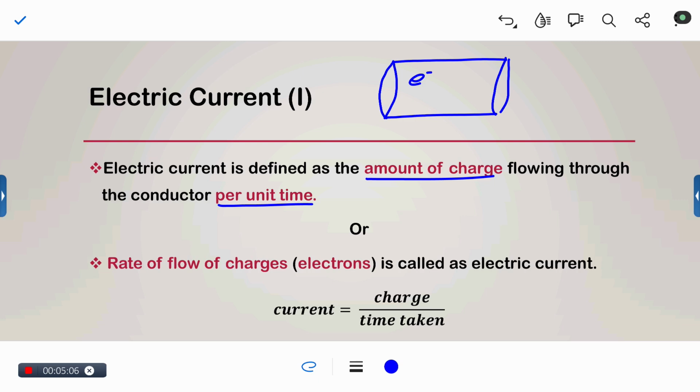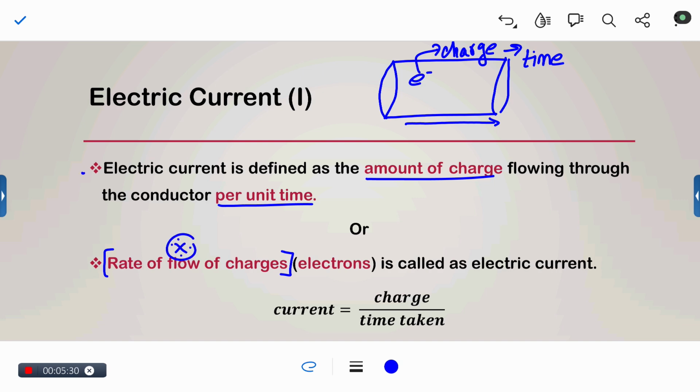That means this charge will take some time to flow from one end of the conductor towards the other end. So that's what we'll be calling electric current. Simply, we can define electric current as the rate of flow of charges.